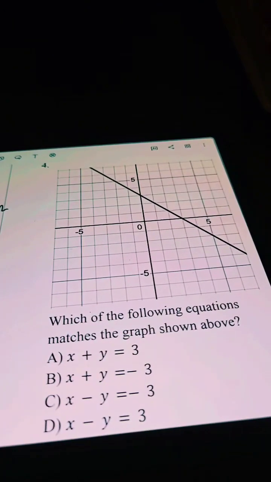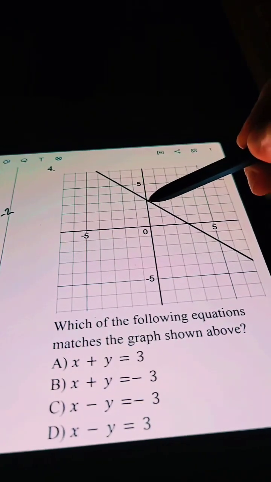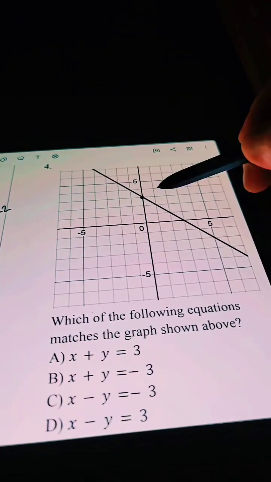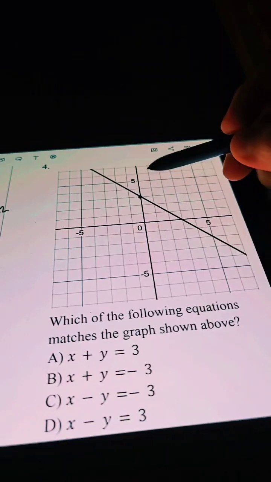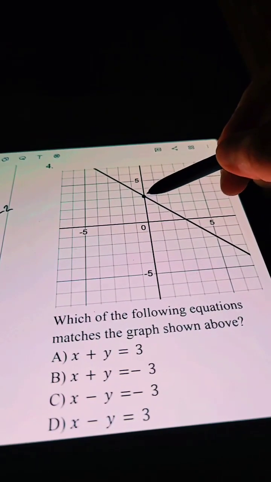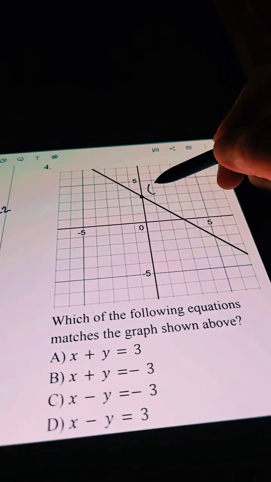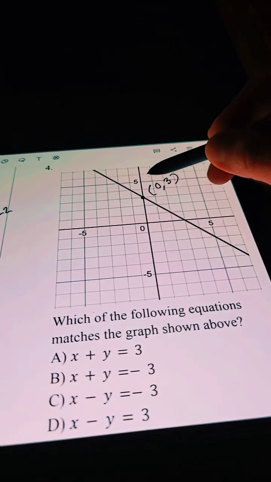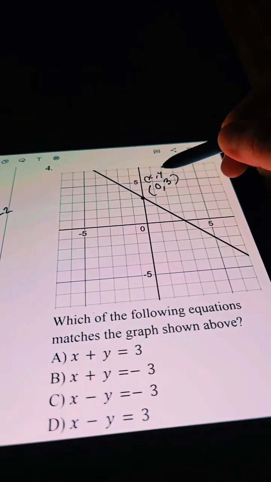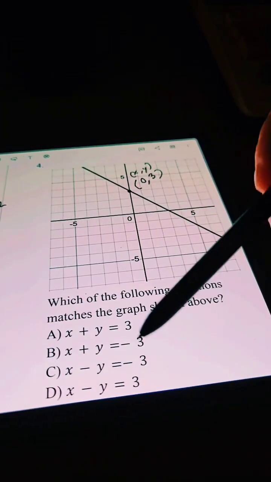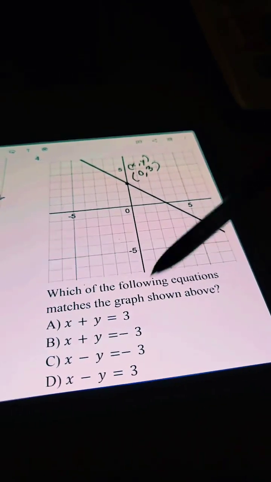Or if you're really good at mental math, or just doing calculations really fast, another really easy method is to pick an easy point. This one's an easy point because it has a 0 in it. It would be 0, 3 as your point. And remember, points are just x, y. And then you could plug that in to see what's going to be the correct answer.